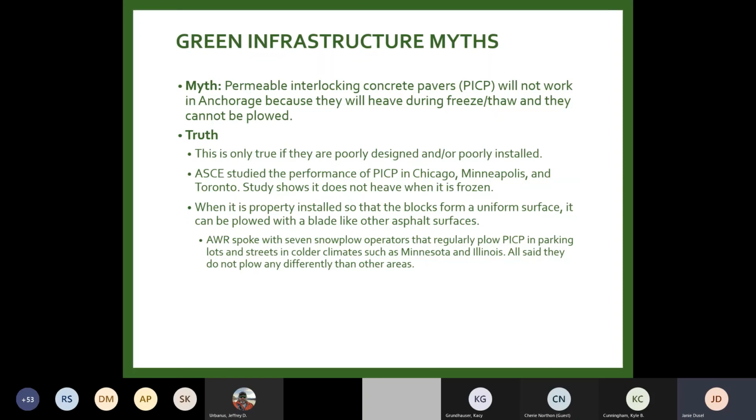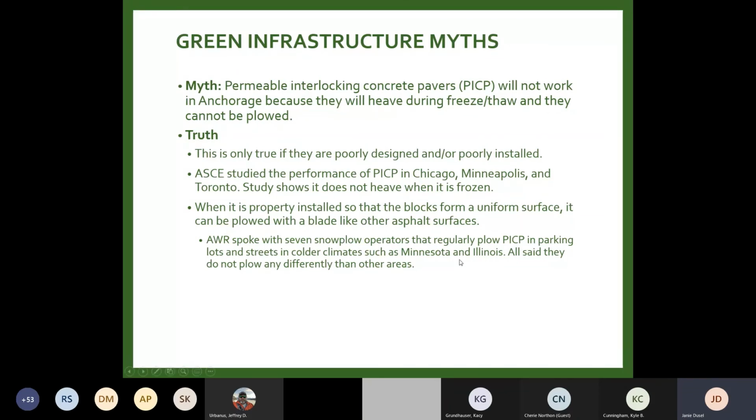But they talk about the cold weather performance of PICP, and the study showed that it actually does not heave when it's frozen. In terms of applicability to cold climates, PICP has a really great performance, according to what they found. Again, when it's properly designed and installed, and ASCE also talks about limitations in terms of what I just said, placing it on high volume roadways and things like that. But when used appropriately, it performs really well.